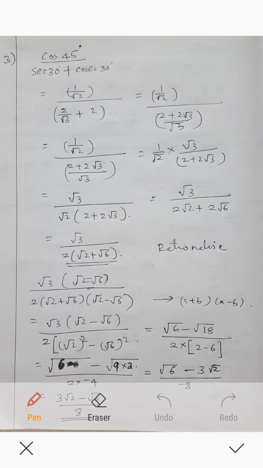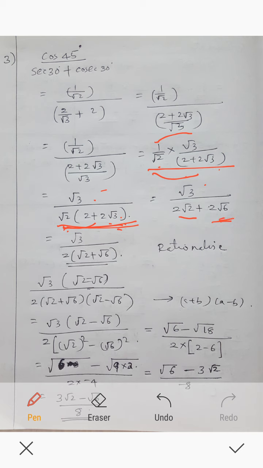Now we have to simplify this one. So 1 by root 2 into root 3 by 2 plus 2 root 3. Multiply numerator, multiply denominator. So 1 into root 3 is root 3. Root 2 into 2 plus 2 root 3 should be written as it is. So numerator only root 3. Now opening the bracket here, it is 2 into root 2, 2 root 2. Root 2 into 2 root 3 means 2 root 6. That is 2 into root 2 into root 3. Root 2 into root 3 is root 6.